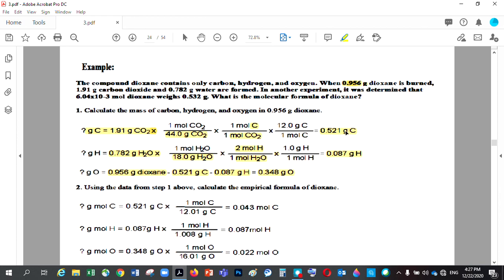Now I have to convert those grams into what? Into moles, correct? So I take this 0.52 grams of carbon, divide by 12, I get this number of moles. Hydrogen, take the amount of hydrogen, divide by the atomic mass of hydrogen, I get the number of moles of hydrogen. And the same thing with oxygen: this amount of oxygen in grams, divided by its molar mass, I get this amount of moles of oxygen. So now let's go for the next one.